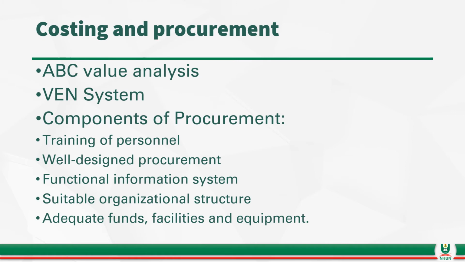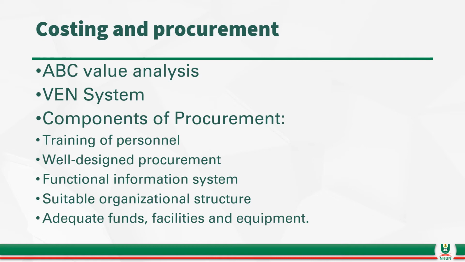So after quantifying your medications, you now go into costing and procurement. Now, in costing your drug, you still use the same methods as for selection, the ABC value analysis and the Venn system, which I had explained. In the ABC system, you look at the high cost of medications, the middle cost, and the low cost. And then in the Venn system, you categorize the medications into vital, essential, and non-essential medications, and then you decide on which one to use.